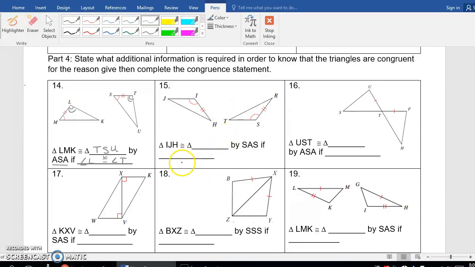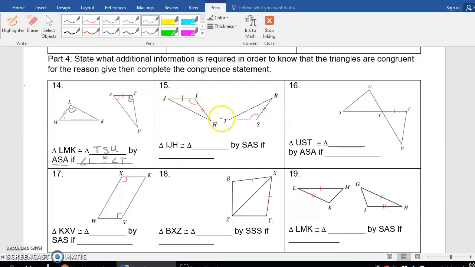I'll do one more with you, and then we can pause the video, and you can attempt 16, 17, 18, and 19. So this says triangle IJH is congruent to the other triangle by side, angle, side. So right now we're only given a side and an angle. I need to know another side, and the angle has to be in between.